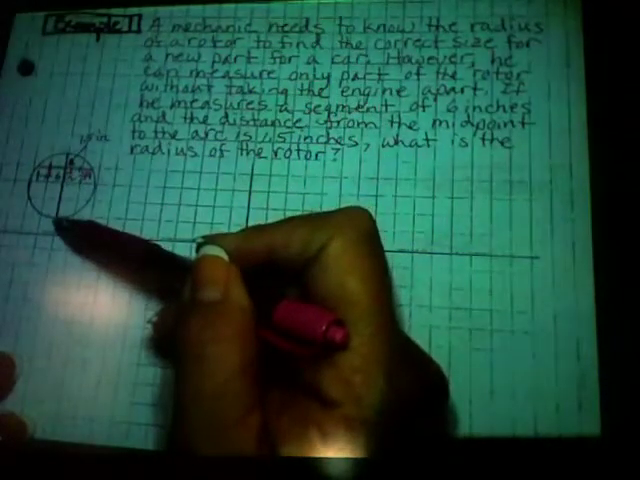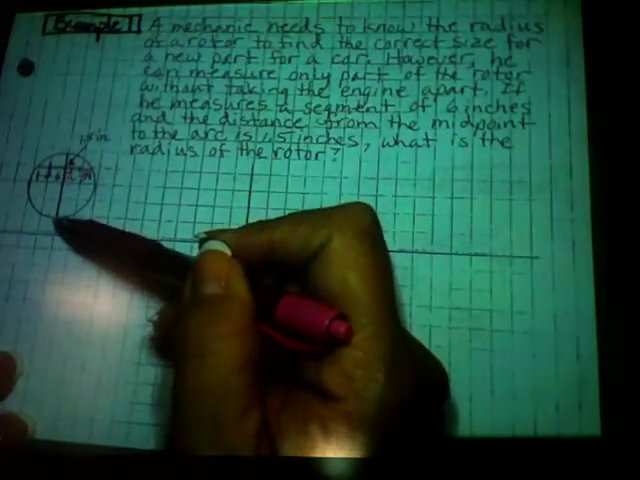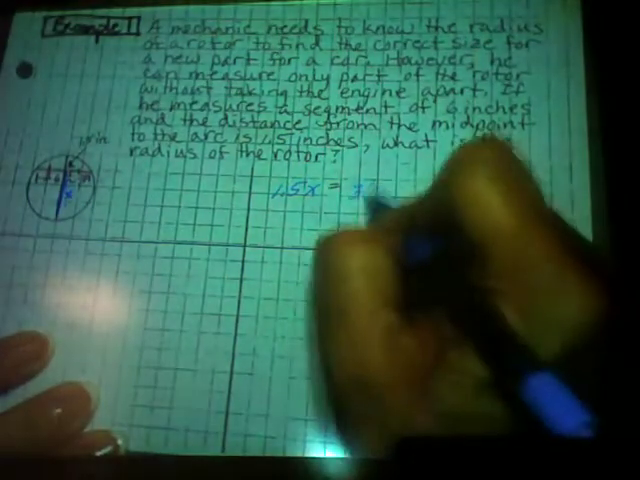If I find the whole diameter of the rotor, can't I then cut that in half? In order to find the whole diameter, I have to know this piece, which I'm going to call X, from here to here. This is the unknown piece. So all I'm going to do is use the formula that they gave me. I'm going to take this piece, 1.5, times this piece. So 1.5 times X equals this piece times this piece, 3 times 3.